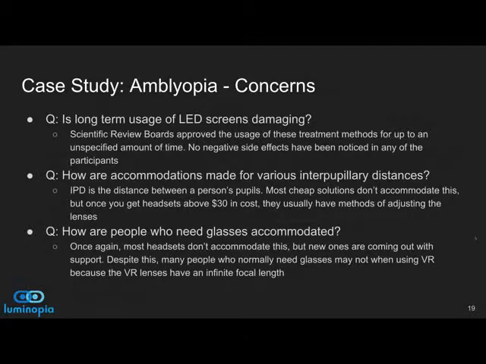As in the distance between them. And so VR headsets in the very cheap range, the Google Cardboards below $30, usually don't have accommodations for that. But once you get into more expensive methods, they have lens adjustments so that you can slide them side to side to make sure that they're lined up perfectly with your pupils so that you see the best VR experience possible.